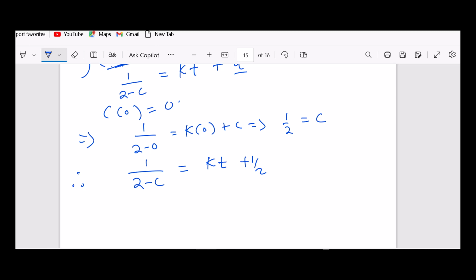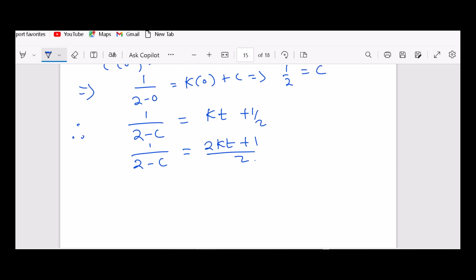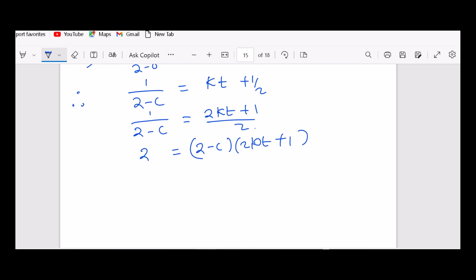But the LCM here is 2. Let me do this. 1 over 2 minus C equals, this part will be 2KT plus 1 all over 2, and this one I can do cross multiplication, and so I have 2 equal to 2 minus C times 2KT plus 1, and so I just want to make C the subject.